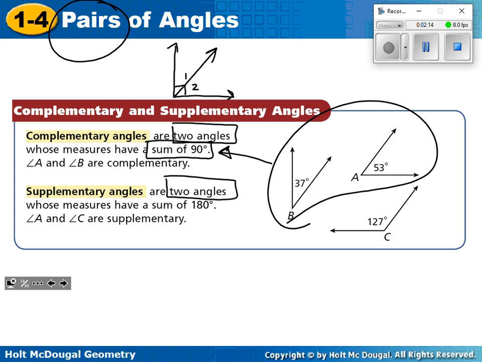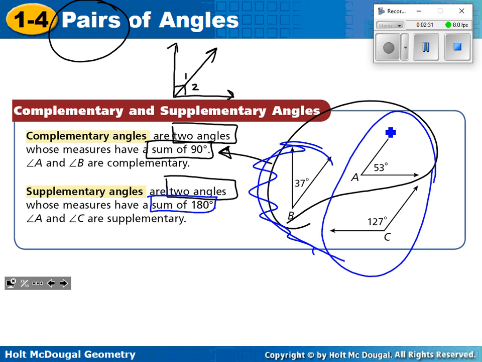Supplementary is very similar. Supplementary has to add to be 180. Again, they don't have to be adjacent. Which 2 angles in the picture add to be 180? A and C. 37, oops, nope, not 37, just kidding. 53 and 127. So A and C are supplementary. Again, they don't have to be adjacent, but they could be adjacent. If I were to draw my picture like this, do you agree that 3 and 4 will add together to be 180?